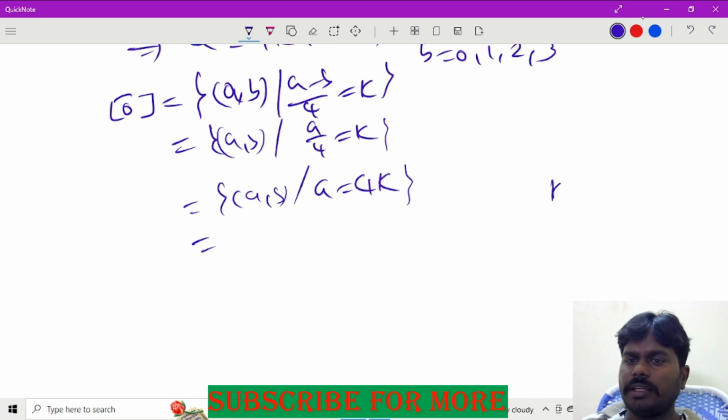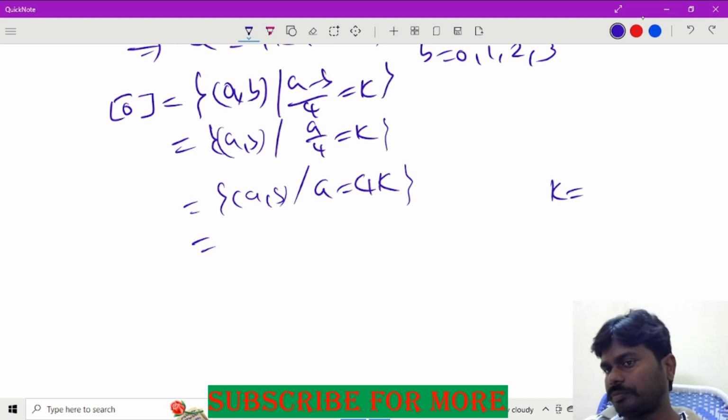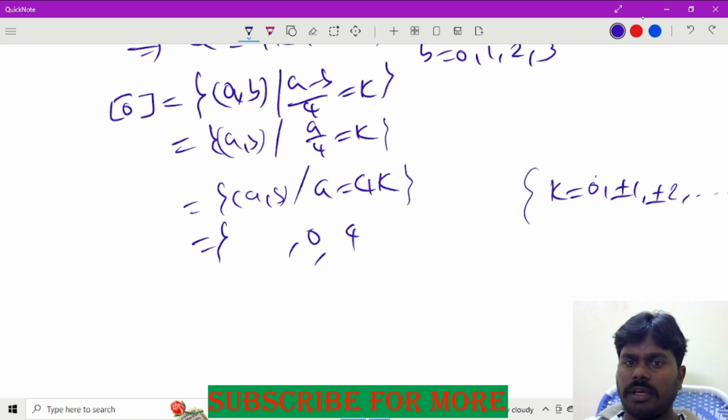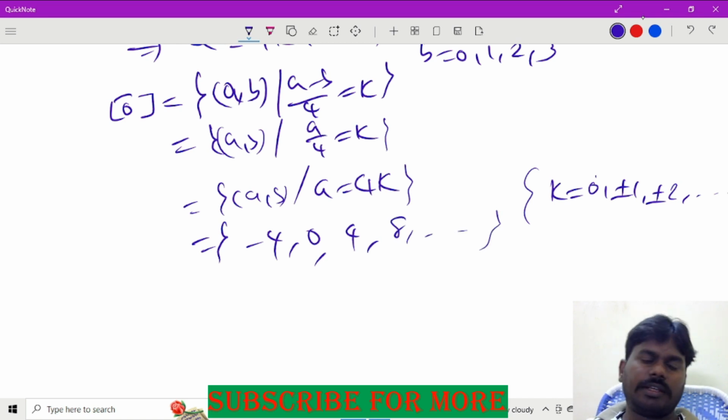So when you are selecting different values of k, when you are selecting 0, plus or minus 1, 2, 3 like that, you will get the following. When you select k equal to 0, you will get 0, and when k is equal to 1, you will get 4, and minus 1 means minus 4. So plus 2 means 8, like this you will get. So this is the equivalence class of 0.